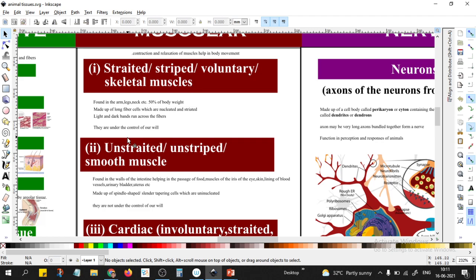This has to be compared with the unstriated, unstriped, smooth muscles.